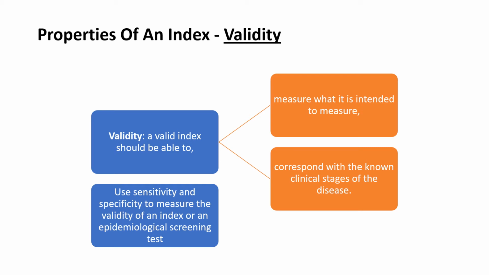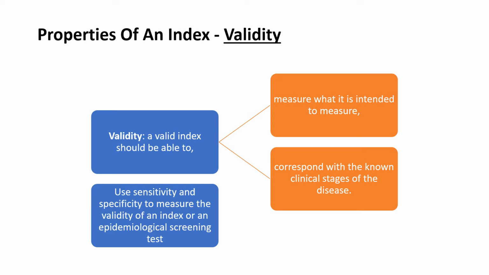And also it should be able to correspond with the clinical stages of a disease. Most diseases have onset, mild, moderate, severe, and probably very severe or most severe forms of that disease. Now if you have an index that measures a disease only at its mild stage and most severe stage, and the disease has in-between stages, like a moderate stage or a semi-severe stage, and this index does not pick those stages, then it is not a valid index.